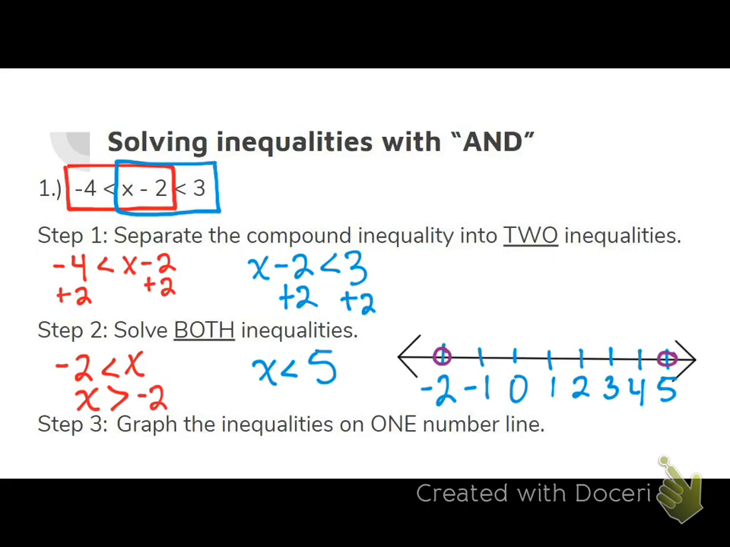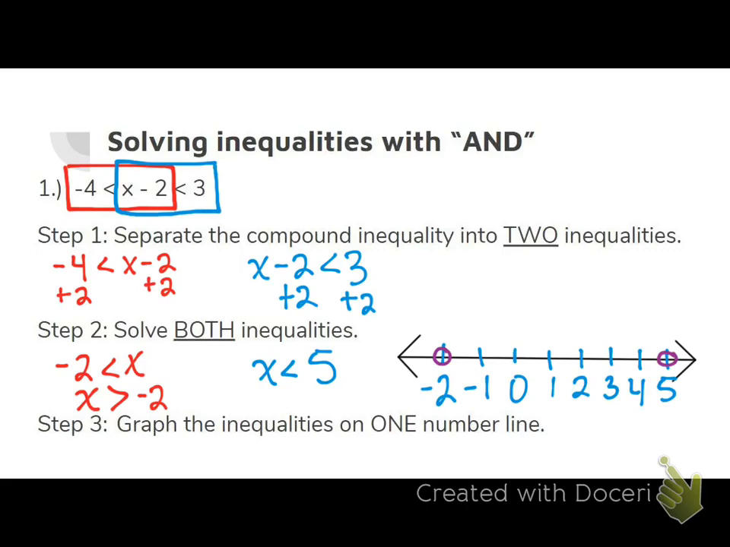Then we have to look at where we want to shade. So this one says that we are greater than -2. So from -2, we would shade which way? To the right. But we need to stop before that point. And from the 5, it's saying we're less than, so we would shade to the left, but we can't go past this point. So we are only going to be in between.